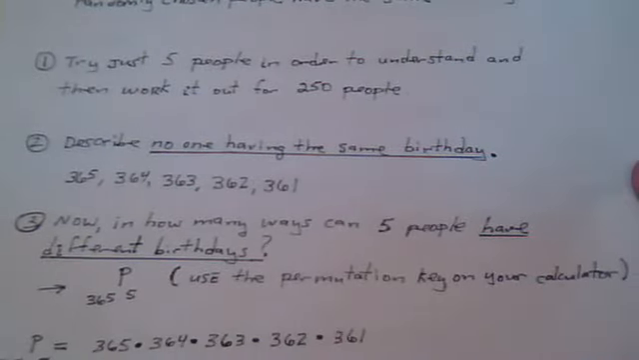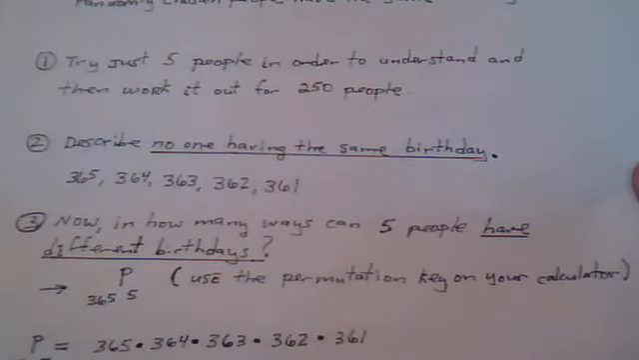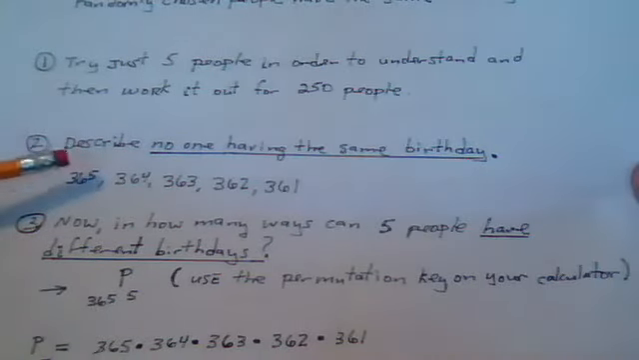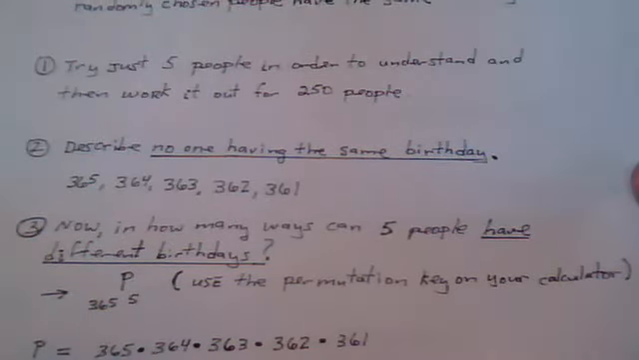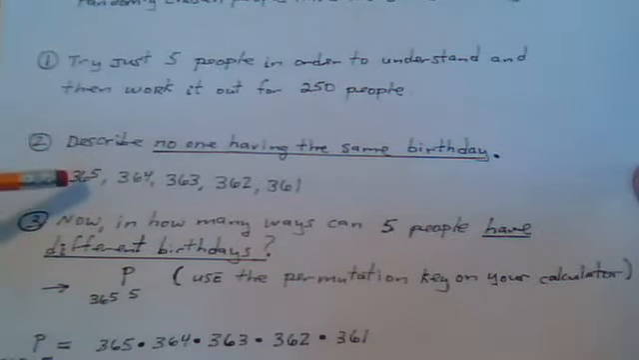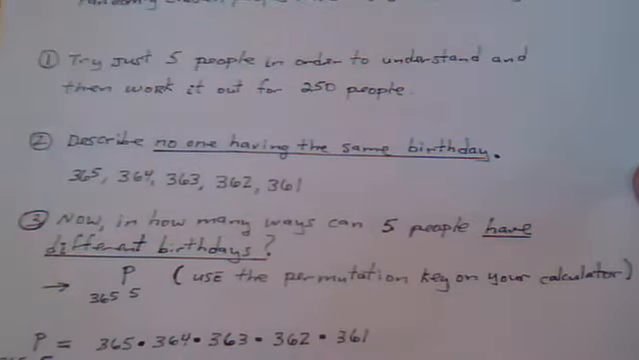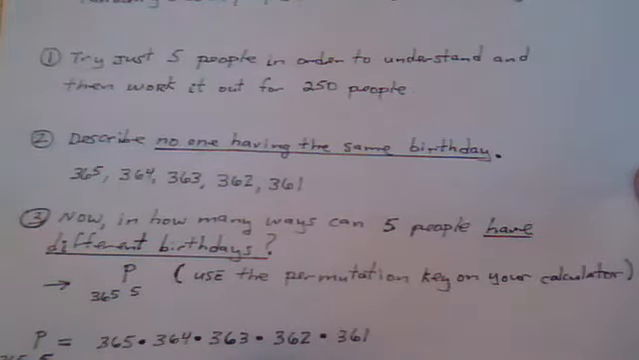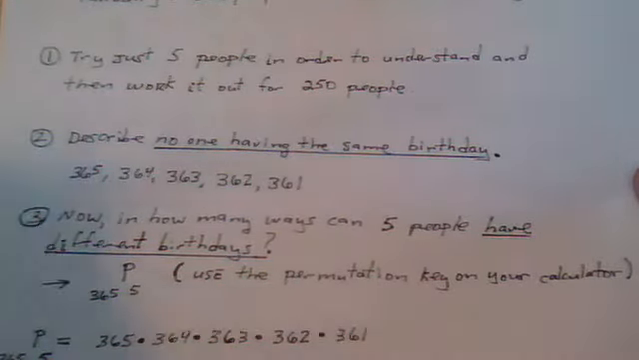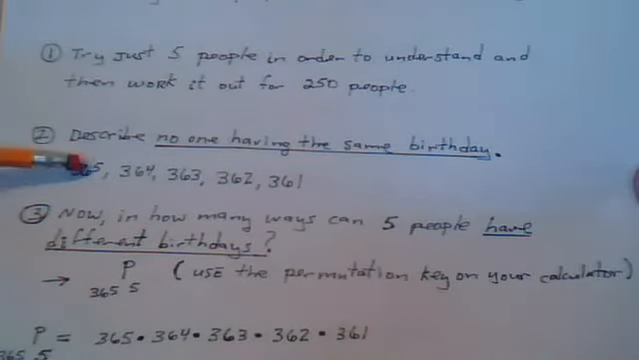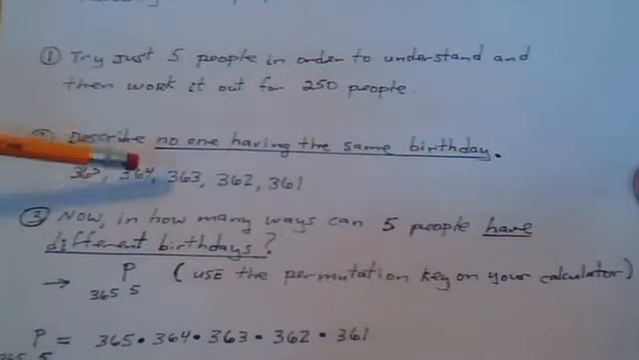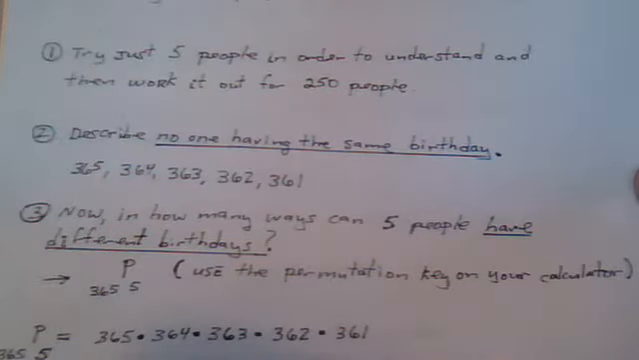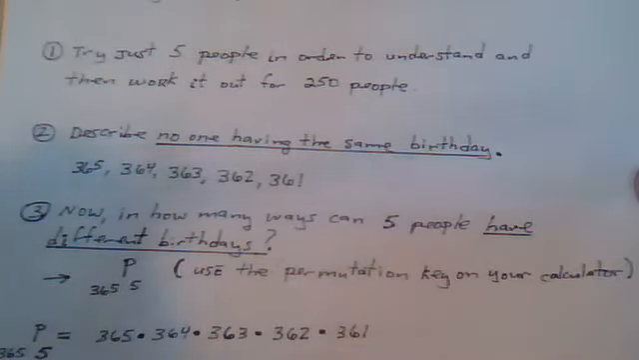So these are the steps. Describe no one having the same birthday. So these 5 people do not have the same birthday. In other words, this first person has the option of picking any day of the 365 days in a year. But once this person picks a birthday, the next one cannot pick the same one. So the next person, person number 2, has only 364 days to choose the birthday on.